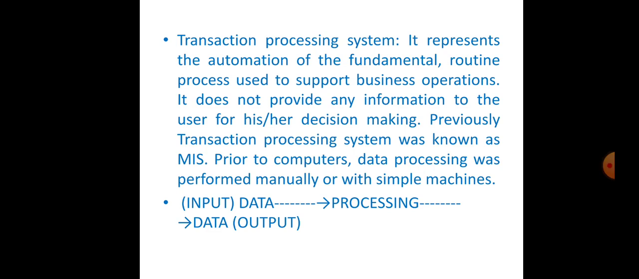So now we have discussed TPS, where we understood that it represents the automation of the fundamental routine processes used to support business operations. It does not provide any information to the user for his or her decision making. Previously, the transaction processing system was known as MIS. Prior to computers, data processing was performed manually or with simple machines, where the collected data would be processed to generate the output data. So this is about TPS and MIS.